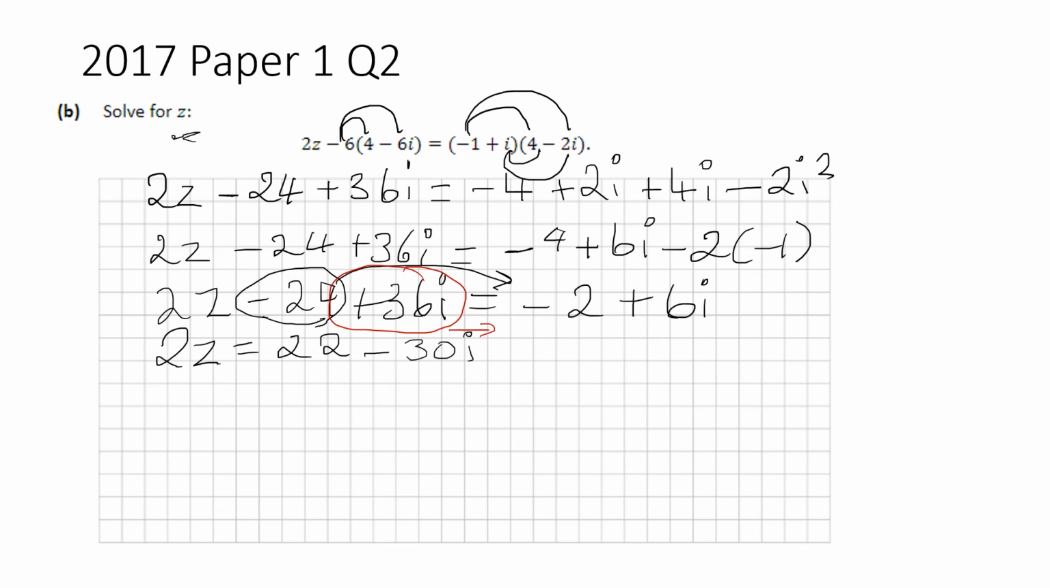So remember, we're still trying to solve for z. We want z to be on its own. So because this is 2z, what I'm going to do now is just divide by 2. I divide them across by 2. That leaves me with z is equal to 11 minus 15i. And that is your answer there for 5 marks.